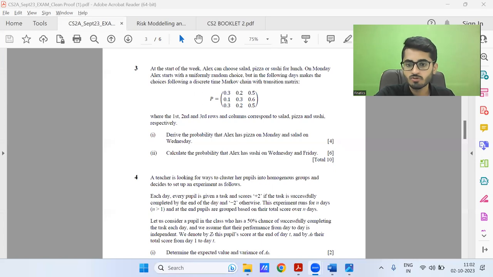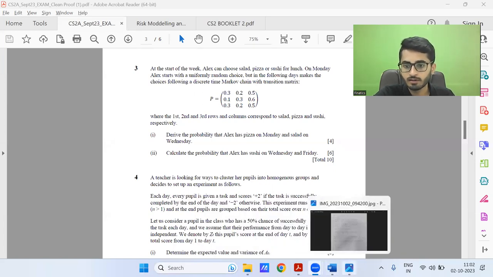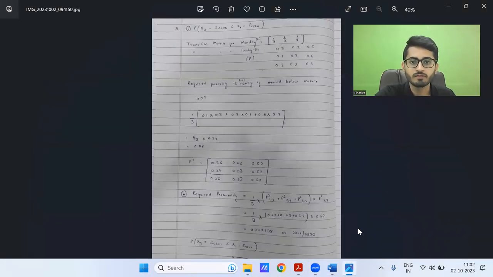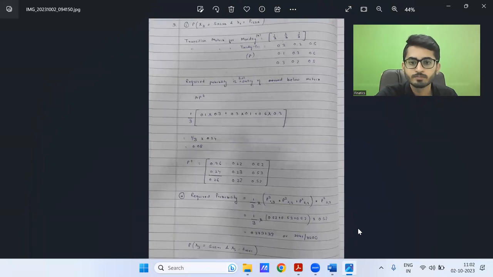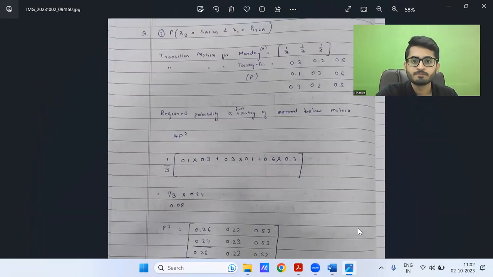So now let me go through the whole solution. Maybe that might resonate with a couple of you who have doubts with this. The starting point is, let's say, Sunday night. Monday, what can you have? You can have anything: salad, pizza, sushi. I'll say it's probability 1 by 3, 1 by 3, 1 by 3. Now, given you had something on Monday, for Tuesday it's going to be this. Given you had something on Tuesday, this is going to be the case for Wednesday, and so on for Thursday, Friday, and maybe Saturday, Sunday as well.